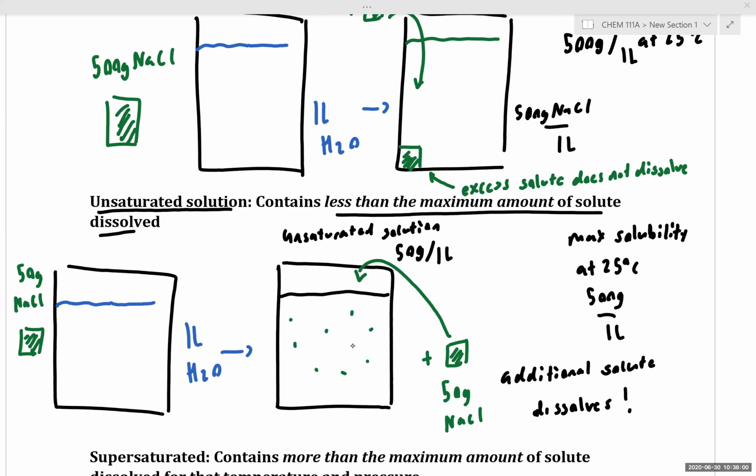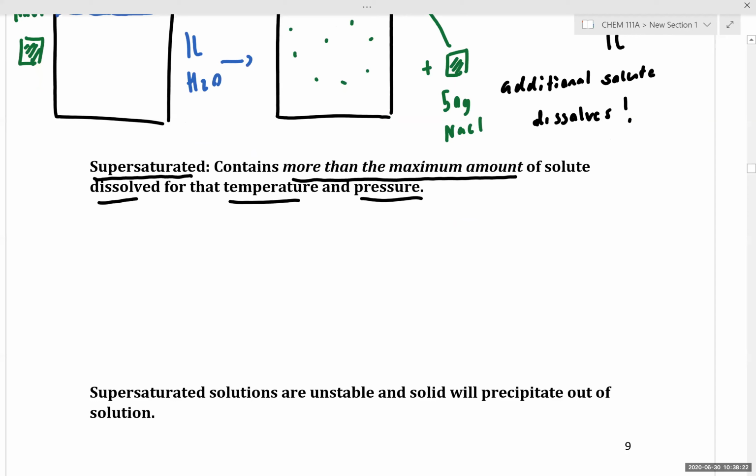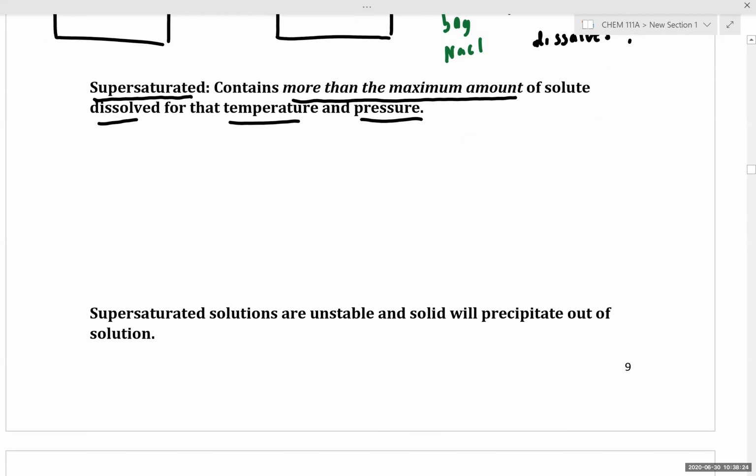Okay, so the last type of solution is quite interesting and requires very careful preparation. These are known as supersaturated solutions, and they contain more than the maximum amount of solute dissolved for that temperature and pressure. Often these solutions require careful heating and cooling, and supersaturated solutions are unstable and solid will precipitate out of the solution when they're agitated.